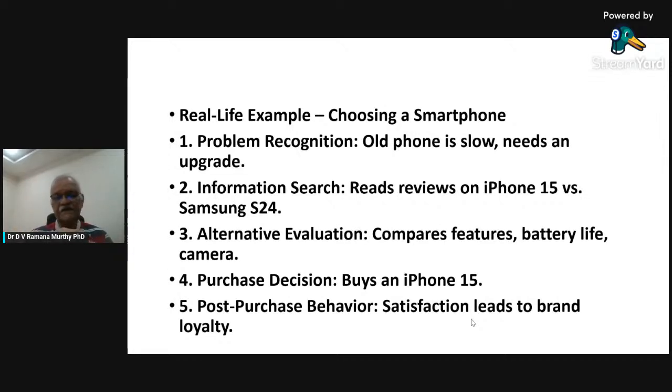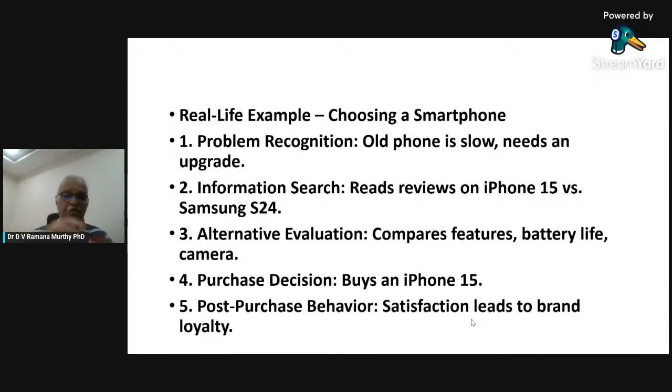Third is alternative evaluation. Now comes comparing the features of one, two, three phones. You look at battery life, you look at camera, you look at other features, and start comparing depending upon your need, right? You need a lot of comparative analysis. This is called alternative evaluation. You don't stop at one brand. You will be evaluating three brands or four brands. Then, of course, fourth, after evaluation of complete information, you may buy an iPhone 15, for example, Apple's product.